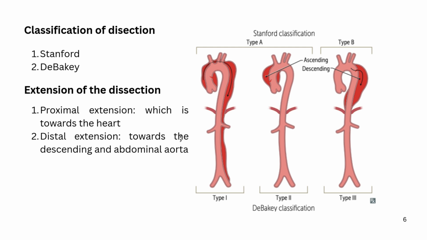Dissection can be classified using Stanford or DeBakey classification as either ascending aorta dissection or distal aorta dissection. The exact number or types as A or B are not questions to be tested on the USMLEs.